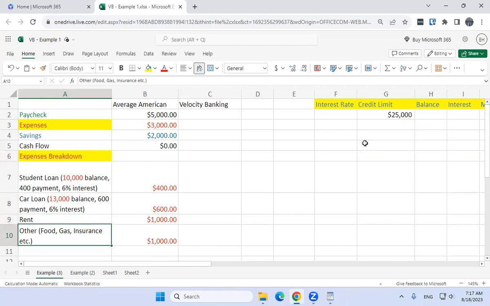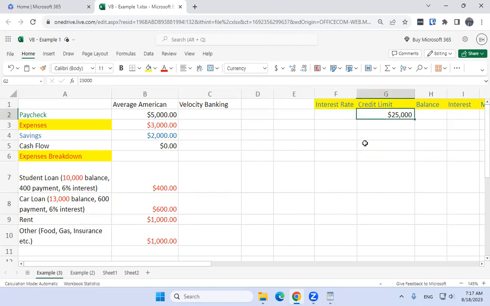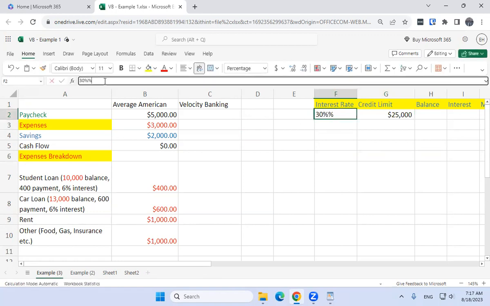What's really important when you do the expense breakdown is that every single debt that you have should be listed as its own line item. Never combine the debts. Other things you can combine, like the rent and the other, but every actual debt you always want to put in a line item, because every debt eats into our cash flow. Now, for this example, let's assume that we have a 25,000 credit card limit, and we'll assume a 30% interest rate as well.